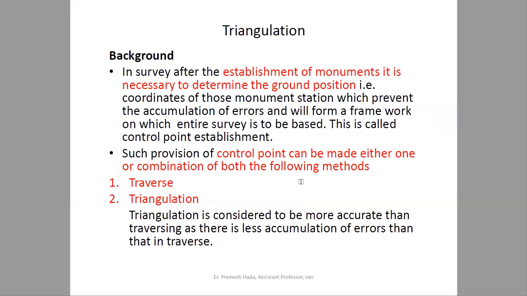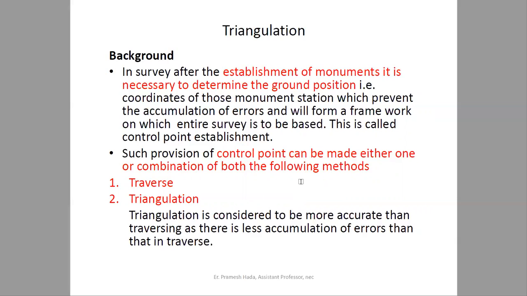Now, the background of triangulation. In survey, after establishment of monuments, it is necessary to determine the ground position. Okay, it is a very basic thing. That is, the coordinates of those monument stations, which prevent the accumulation of errors and will form a framework on which the entire survey is to be based. This is called control point establishment.